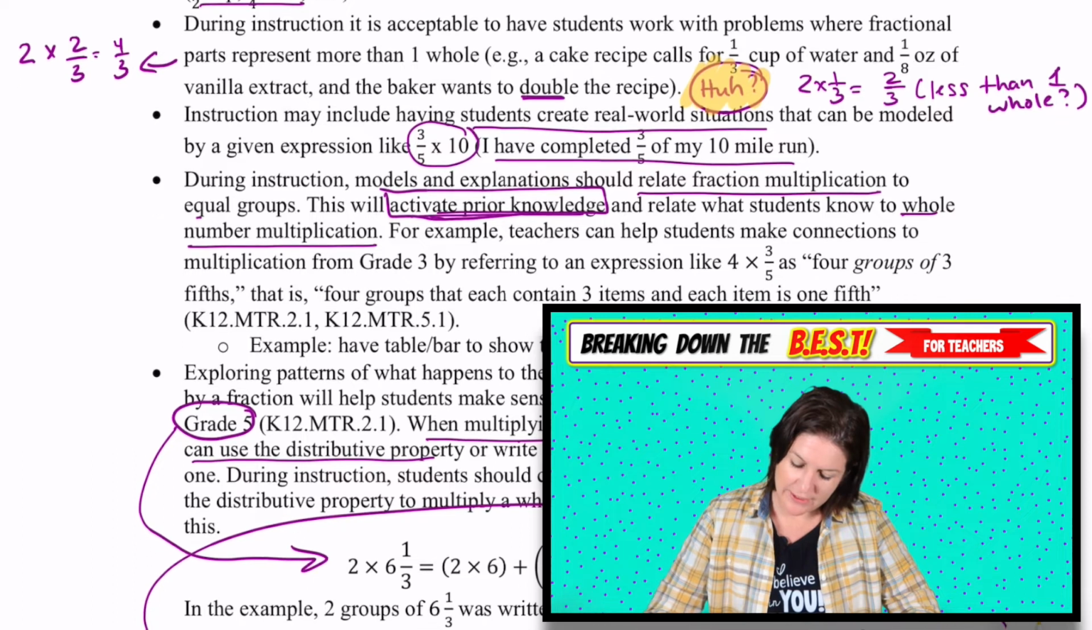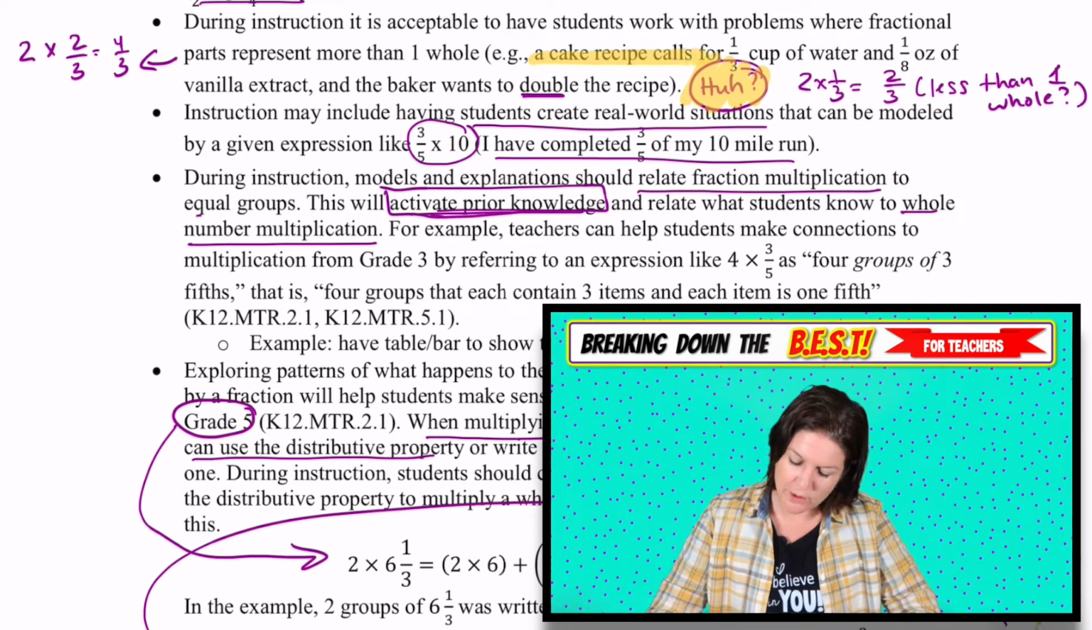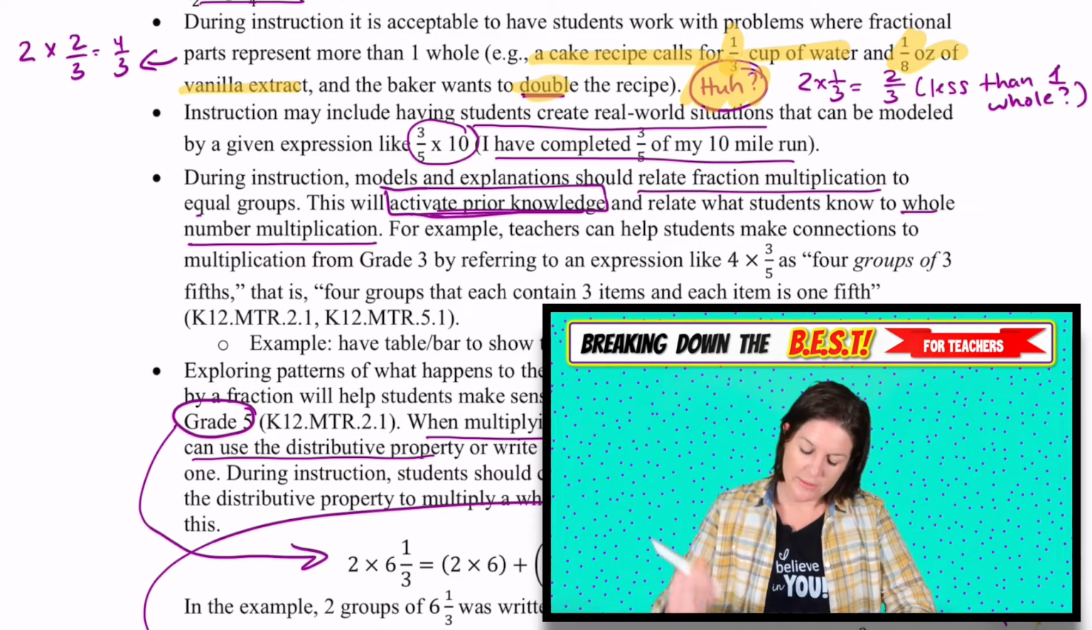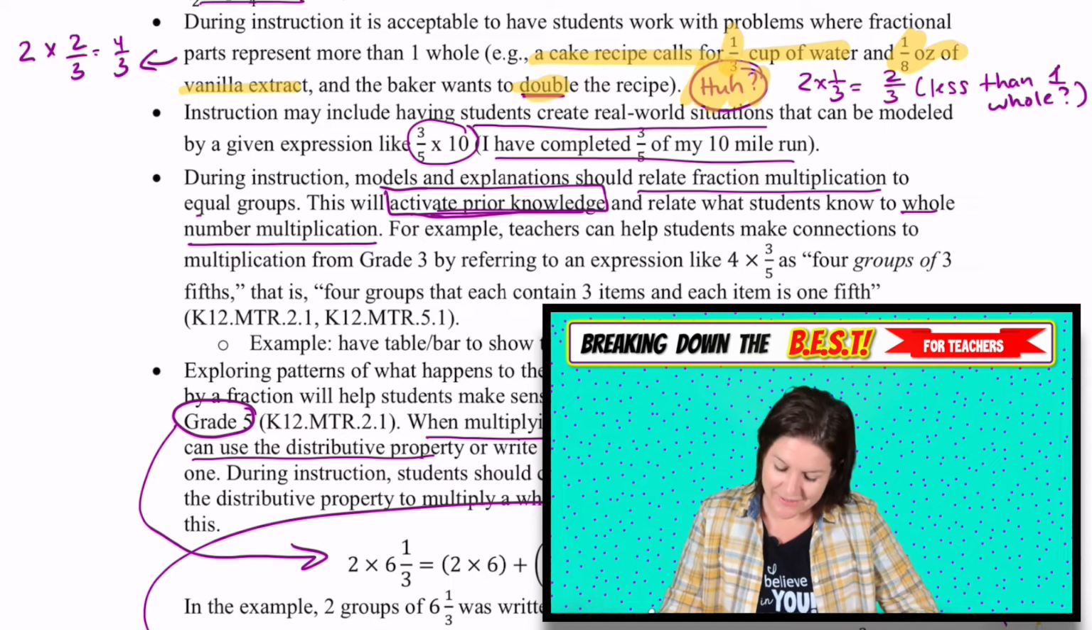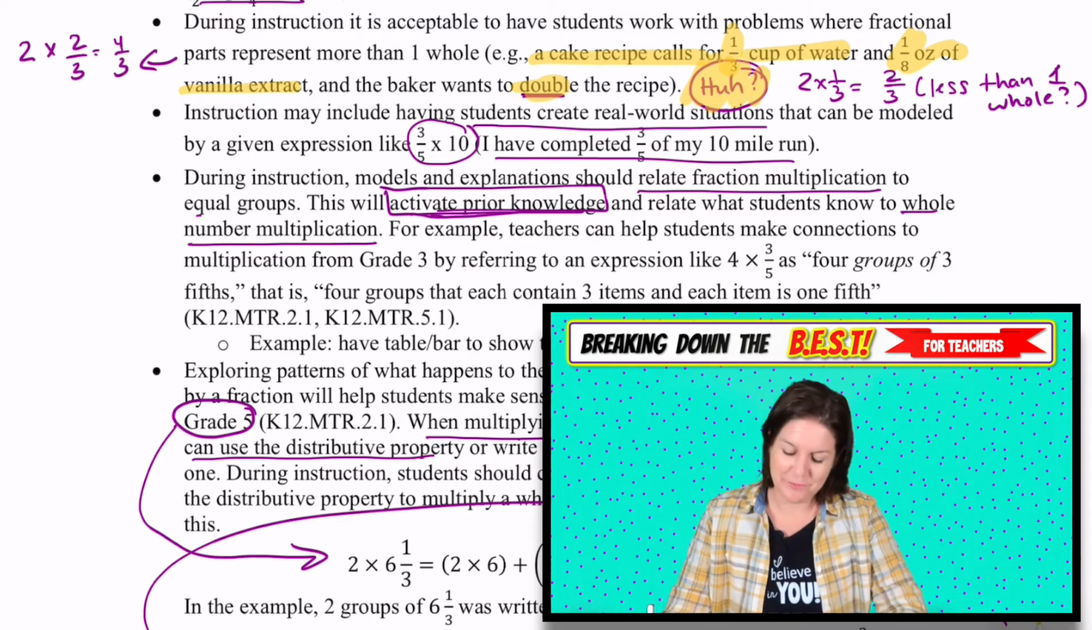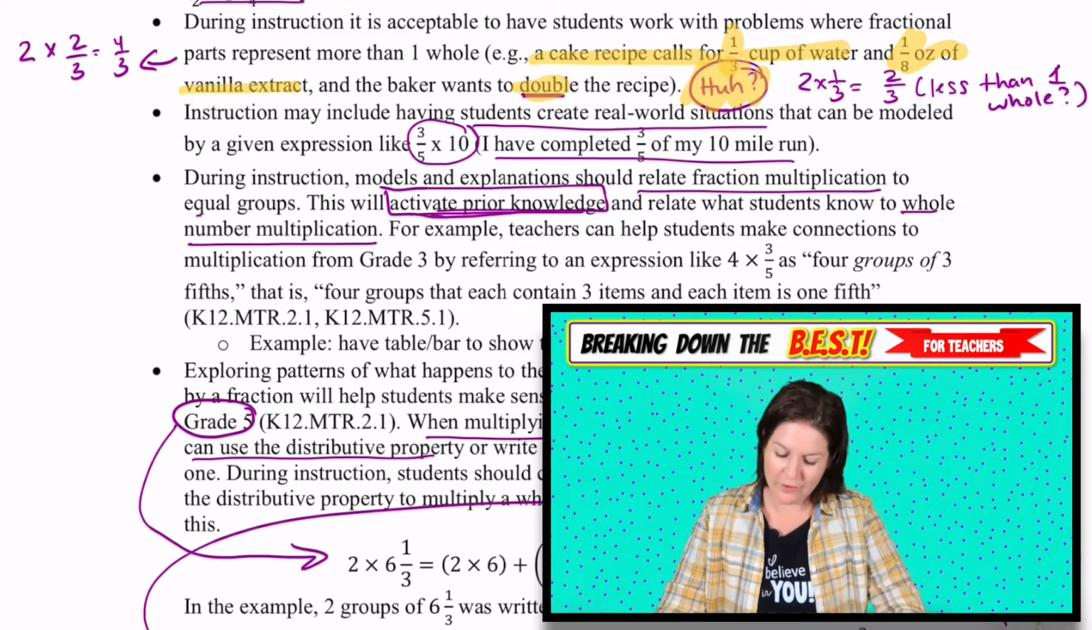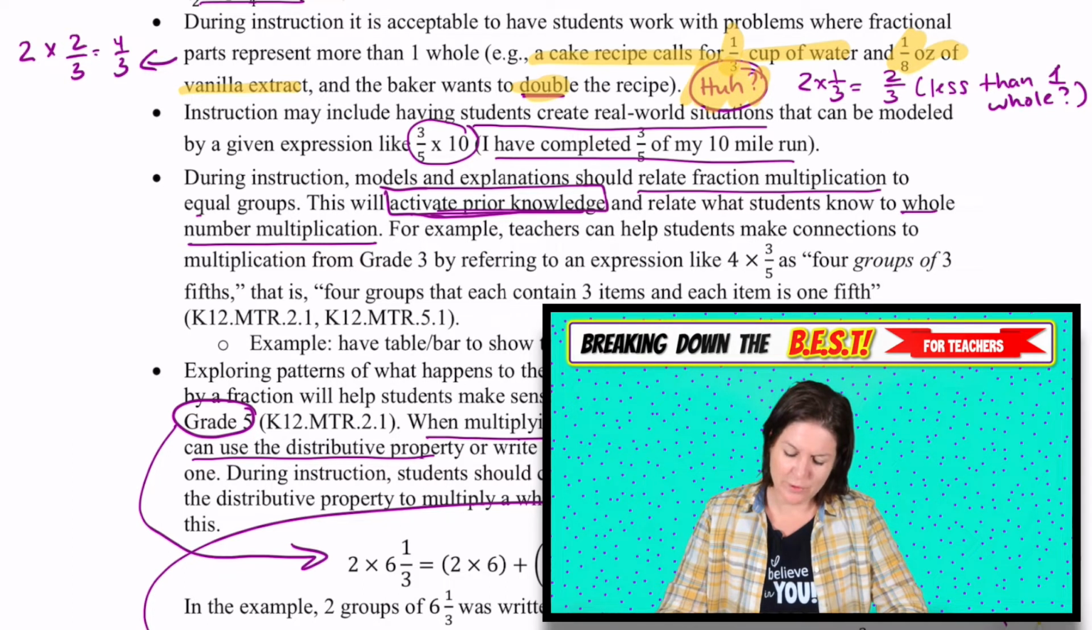Let me see. During instruction, it's acceptable to have students work with problems where fractional parts represent more than one whole. Like a cake recipe calls for 1/3 cup of water and 1 ounce of vanilla extract, and the baker wants to double the recipe. Okay, now that makes sense. You're seeing my aha moment right now. I thought that they were saying that 1/3 cup represented a whole and that by doubling it, it was going to be more than a whole.